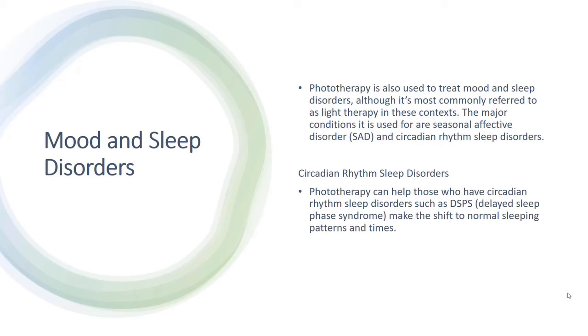Mood and sleep disorders. Phototherapy is also used to treat mood and sleep disorders, although it's most commonly referred to as light therapy in this context. The major conditions it is used for are seasonal affective disorder, SAD, and circadian rhythm sleep disorders. Let me explain circadian rhythm sleep disorders. Phototherapy can help those who have circadian rhythm sleep disorder, such as delayed sleep phase syndrome, make the shift to normal sleeping patterns and times.